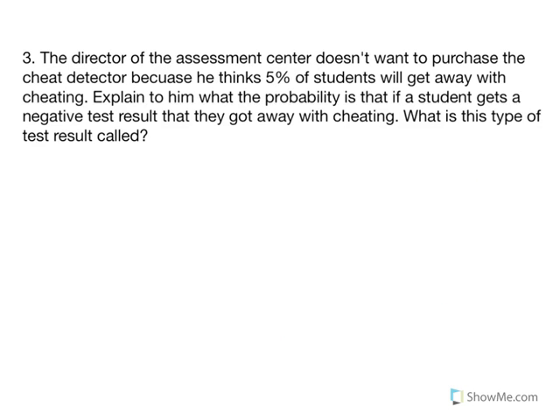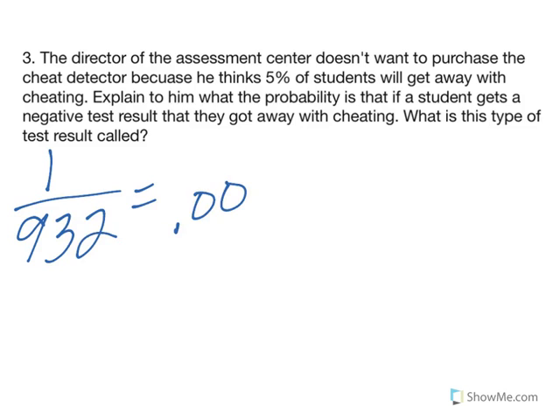And number 3, the director of the assessment center doesn't want to purchase the cheat detector because he thinks 5% of students will get away with cheating. Explain to him what the probability is that if a student gets a negative test result that they got away with cheating. And what is this type of test called? All right, so we're looking at the negative test results. So one of those people that got a negative test result was actually a big fat cheater face. So that comes out to be 0.001. So only 0.1% of negative results are wrong.